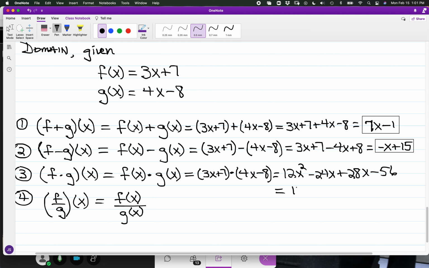And for the results here, we have the outside and inside product terms to combine. So after 12x squared, we're going to have plus 4x minus 56.